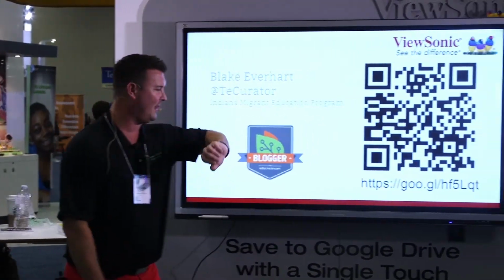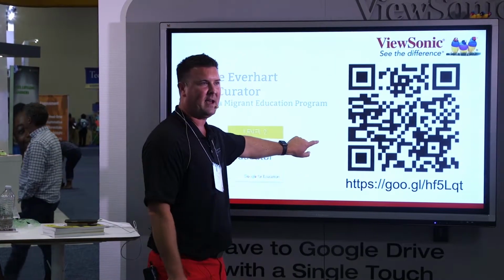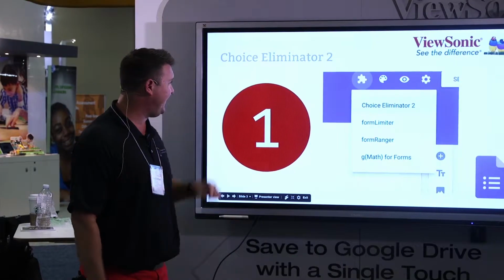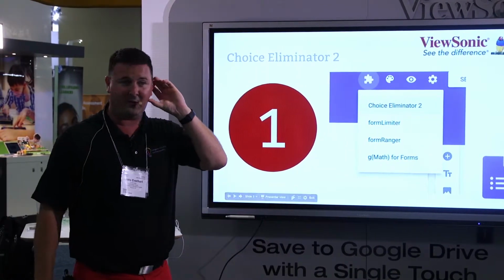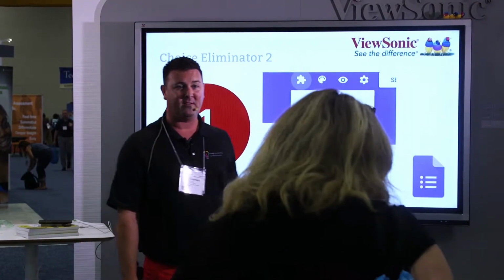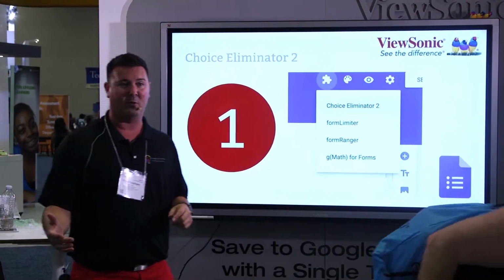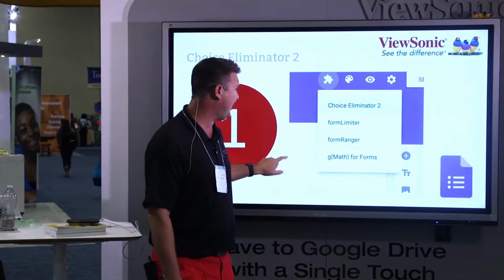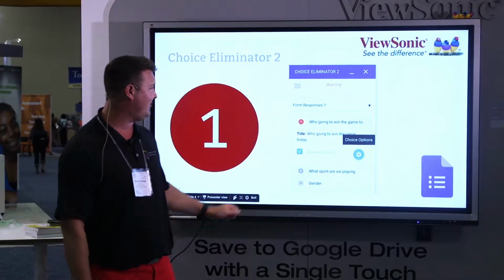I want to make sure you get this, and we're going to talk about our 7 add-ons here. So the first one is Choice Eliminator 2. As we go through this, the bottom right corner will determine which Google app we'll be leveraging. For this one, it's going to be Google Forms. And what Choice Eliminator 2 will do is actually limit our choices.